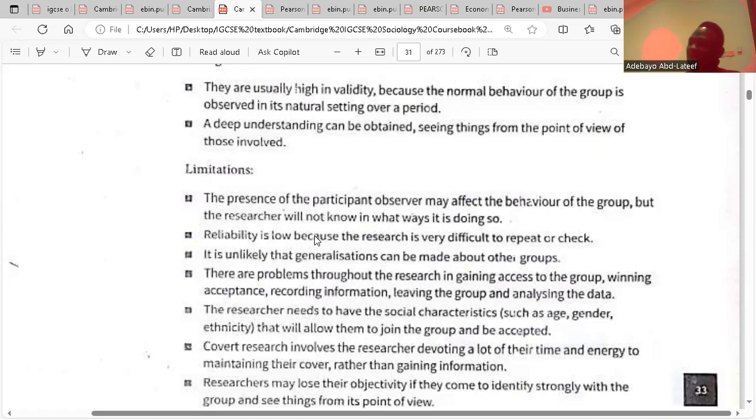Clear? Researchers may lose their objectivity if they come to agree with the terms and point of view of the group. Now that you are becoming part of the group, you might see it in their own way, and you feel like what they are doing is good. So you lose your objectivity because you have agreed with their terms on what they do. So you are leaning to their side. And that is dangerous because that's not the purpose of being there. That means you become subjective. You get it?